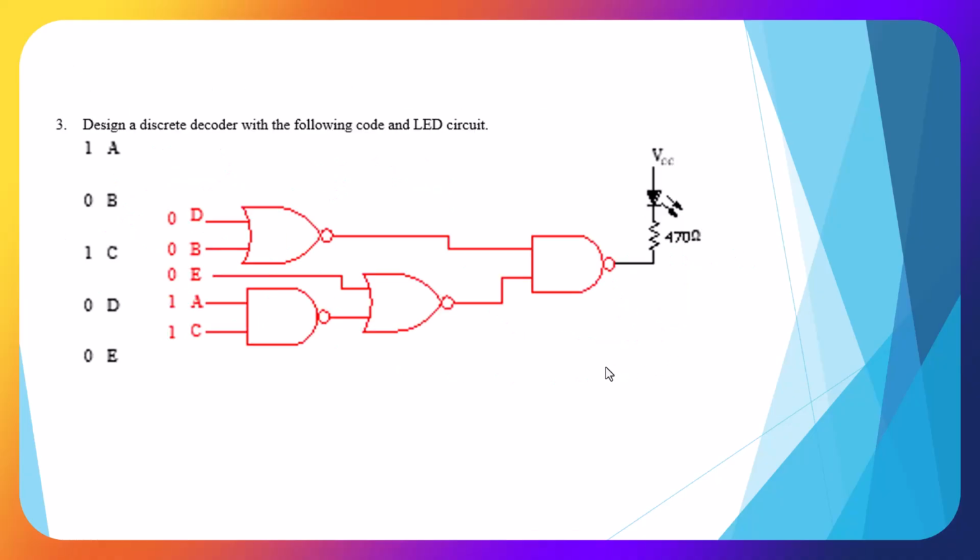Okay, this is a different layout, but essentially it's got 2 1s into a NAND, 2 0s into a NOR. We take our 0 out of our NAND, put it into a NOR. We have two NORs, 0, 0 equals 1. 1 into that provides a low, which lights our LED.